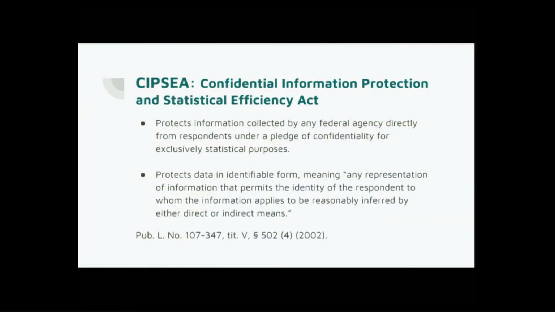The next law is CIPSEA, the Confidential Information Protection and Statistical Efficiency Act. It protects information collected by any federal agency directly from respondents under a pledge of confidentiality for exclusively statistical purposes. It protects data in identifiable form, which is defined as any representation of information that permits the identity of the respondent to whom the information applies to be reasonably inferred by either direct or indirect means. And this definition is interesting because it's talking about inference and the level of uncertainty in identifying a person that would be permissible.